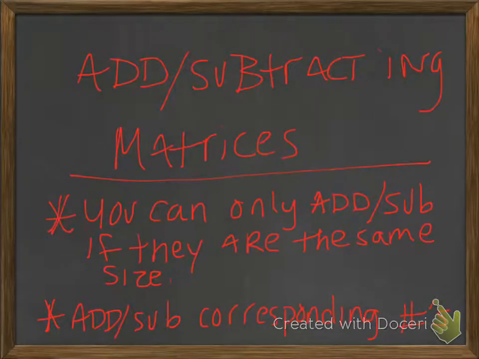Alright, the first thing we're going to talk about is adding and subtracting matrices. You can only add and subtract matrices if they are the same size, meaning they're going to have the same number of rows and the same number of columns. And when you add and subtract them, you're just going to add and subtract the corresponding numbers, or the numbers that fall in the same positions on the matrices.